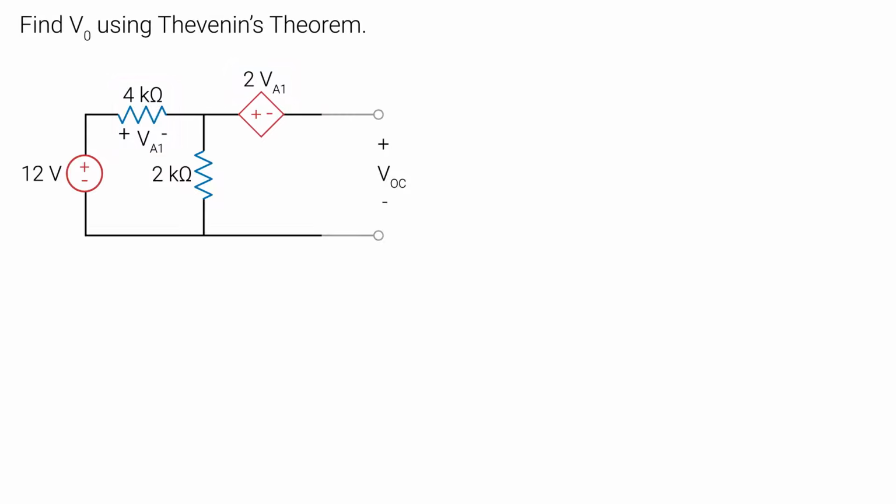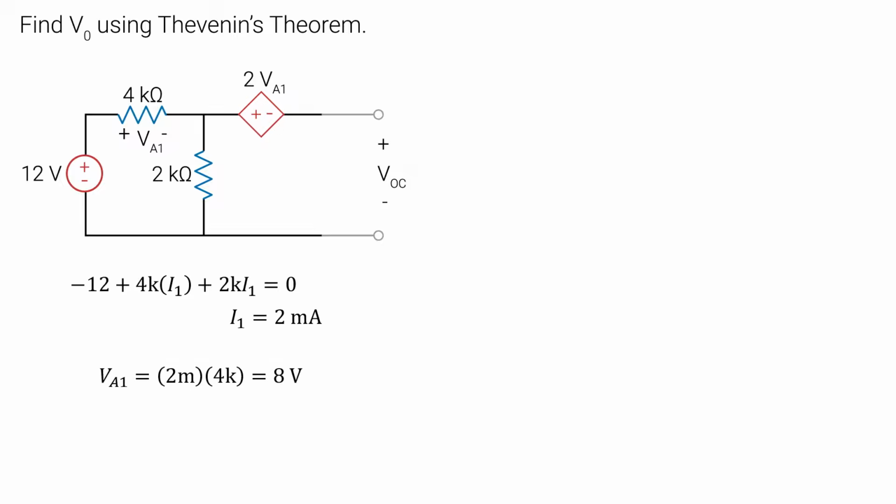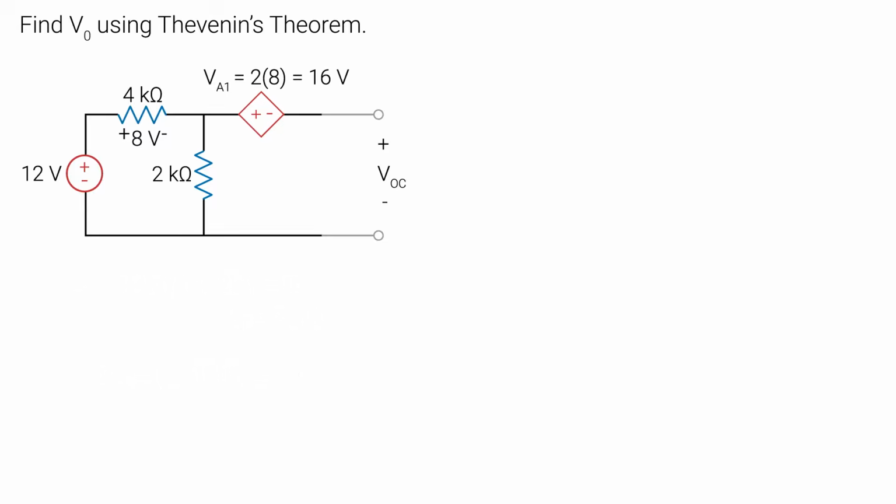Notice that since we removed the load, current can only flow through this loop. Assuming a clockwise current flow, let's write a KVL equation. We get 2 milliamps, and we can use that to figure out VA1 with Ohm's law. We get 8 volts. Now we can write another KVL equation for this loop, and we will go clockwise. We get a negative value, and that's okay. That simply means the assigned positives and negatives for VOC is opposite to what's given.